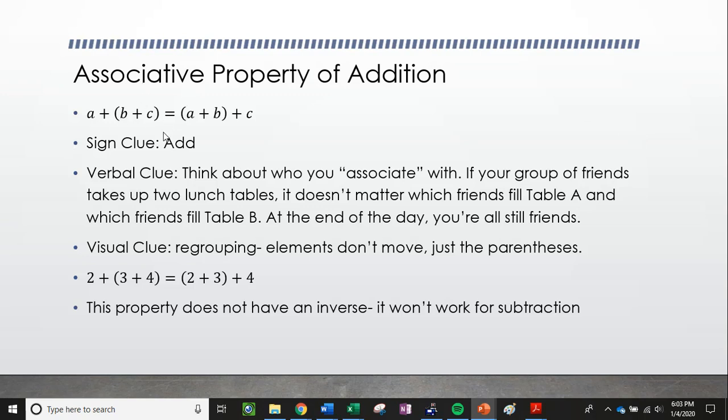And that's the same thing here. It doesn't matter which elements are in parentheses. At the end of the day, it's all going to equal the same thing. That's your visual clue. Regrouping. The elements don't move, but the parentheses move. You're doing different groupings. So 2 plus parentheses 3 plus 4 is the same thing as parentheses 2 plus 3 plus 4. You can see the 2, the 3, and the 4 stay in the same order, but the parentheses are around a different group of numbers. That's the associative property of addition.